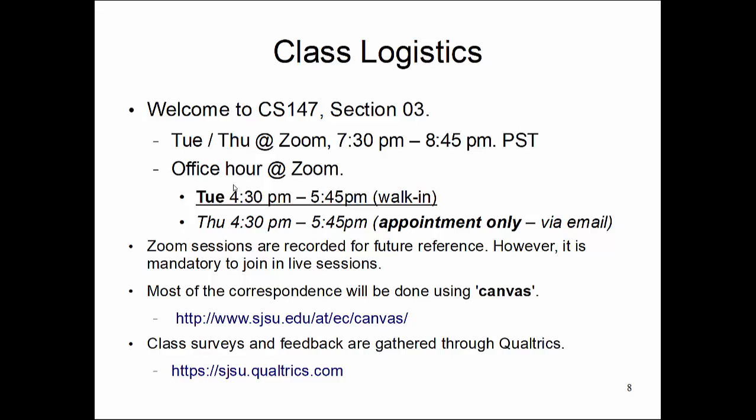There are two office hours. Tuesday is from 4:30 p.m. to 5:45 p.m. It's walk-in, in the sense that you have the meeting link, you go into the meeting, talk to me. But for the Thursday, which is also from 4:30 p.m. to 5:45 p.m., you need to send me an email. It's appointment only. Just send me an email 24 hours before that you want to talk with me on this day. I will send you the Zoom link and you then go through that Zoom link to talk to me.